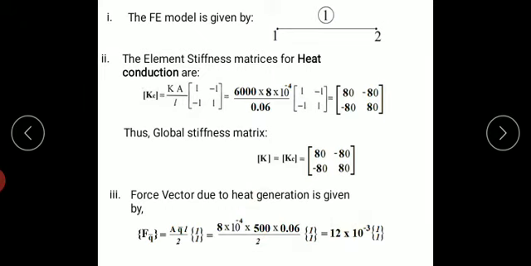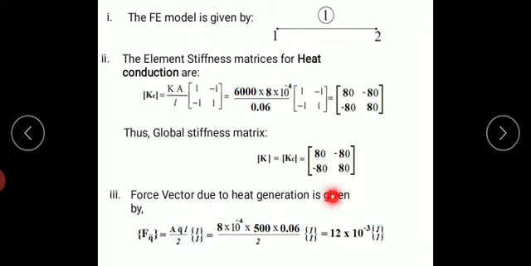Okay, finally I got the force vector due to heat generation, which is 12 into 10 raised to minus 3. So why do we call it heat generation? Because there is no convection happening, there is no heat transfer. What do you mean by there is no heat transfer? The fin's surrounding may be an insulation, where no heat can pass through.